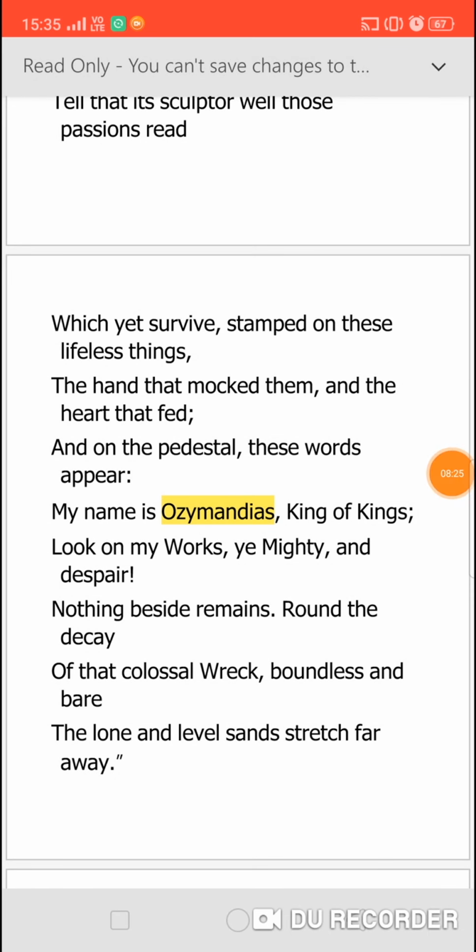And this is how Shelley ends the poem. And see the beautiful way he has ended. He says, boundless and bare, the lone and level sands stretch far away. See, there's only sand. And through this, he says that first, with the statue itself, he's telling of the nature of the person. And he says that nothing remains. So, however powerful you are, what will remain after you is only the good deeds you have done, or the bad deeds that you have done. So it's a beautiful and one of the famous poems of Shelley.